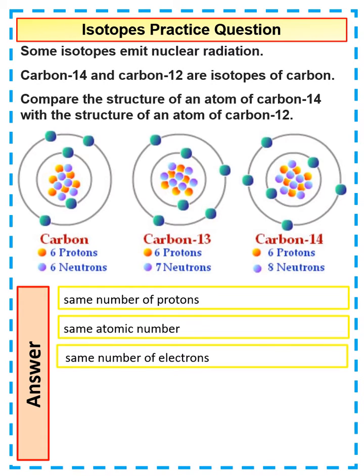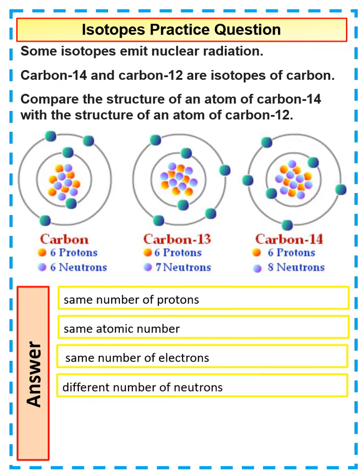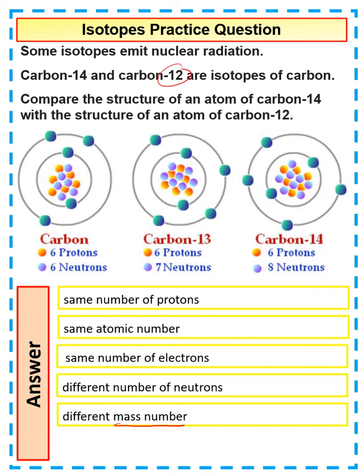Because they've got the same number of protons, they're also going to have the same number of electrons. But because they're isotopes, so they've got different mass numbers, they're going to have different numbers of neutrons. Therefore, they'll have a different mass number, because one's going to have a mass of 12, one's going to have a mass of 14.